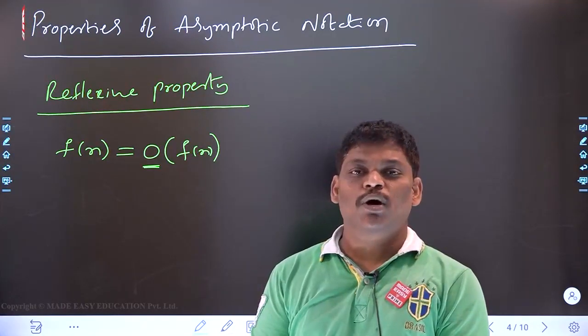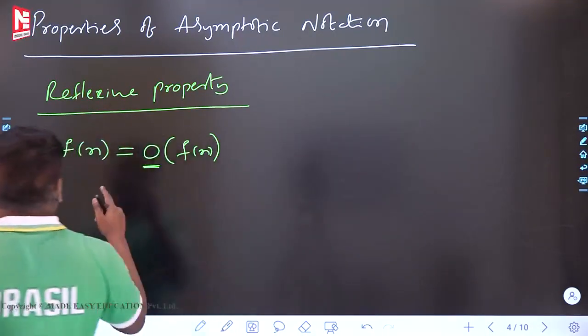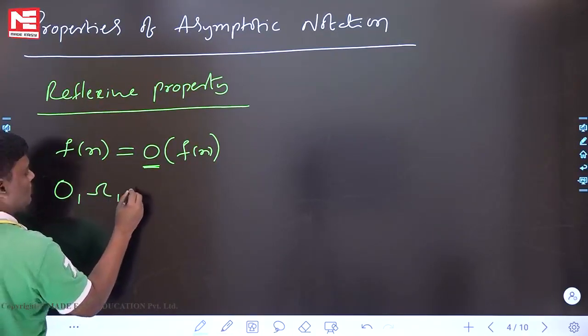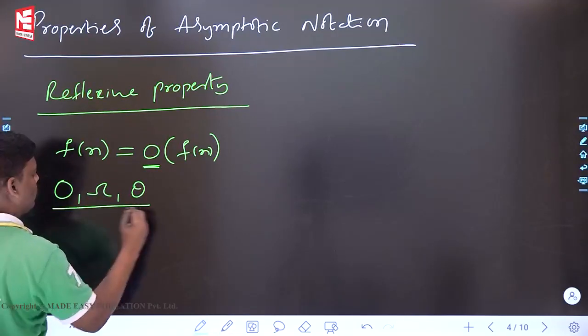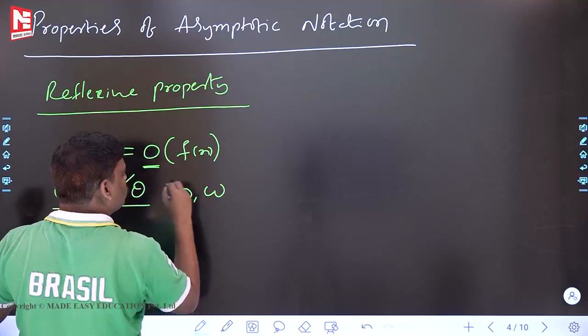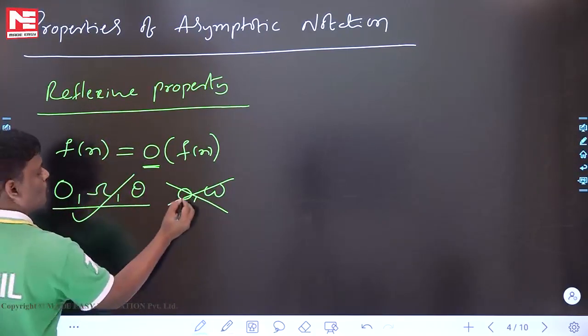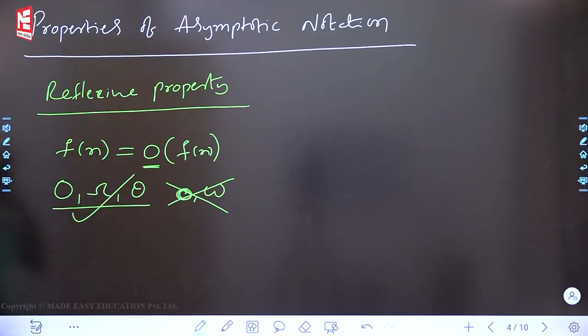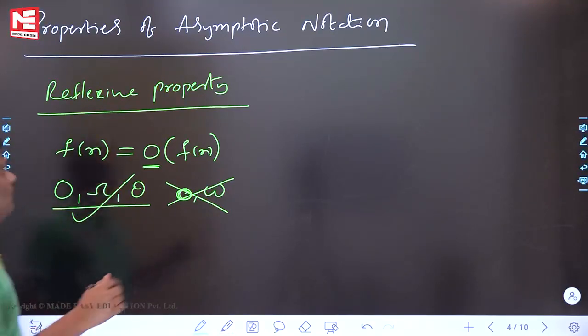Small o, no chance. Small omega, no chance. Let me write now. Reflexive property: big O pass, omega pass, theta pass. These three pass. Small o fails. Small omega also fails. So for the reflexive property, big O, omega, theta are satisfied. Remaining things fail. Reflection means both the sides same. Right, let's see one more.